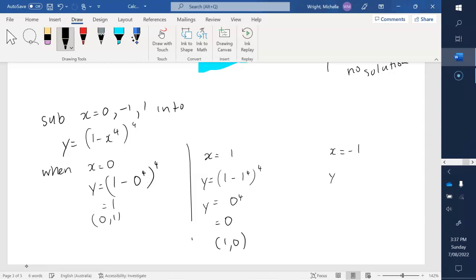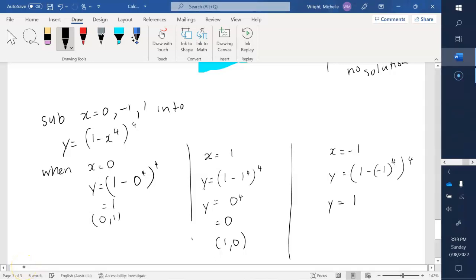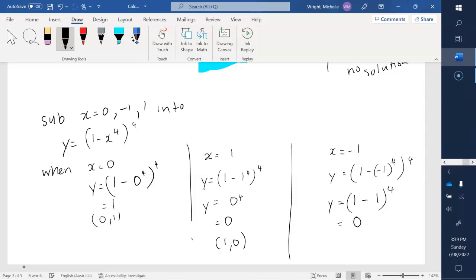And we're going to have here y is equal to 1 minus (minus 1 to the 4), all to the power of 4, which is equal to 1 minus 1 to the power of 4, which is going to be 1. So we're going to have 1 minus 1, which is 0 to the 4, which is 0. So our point is minus 1, 0.